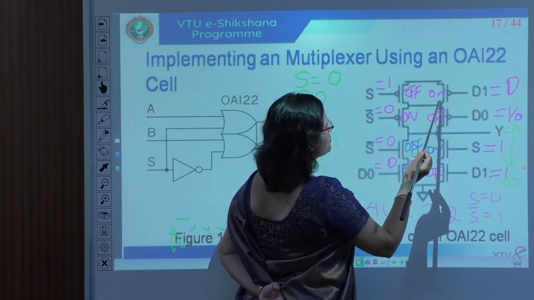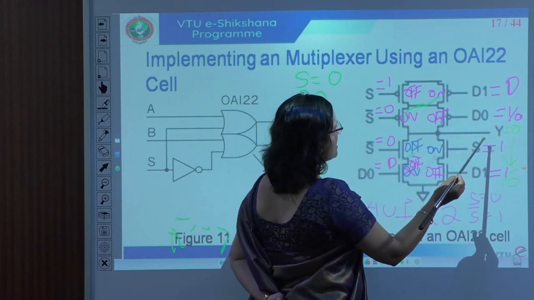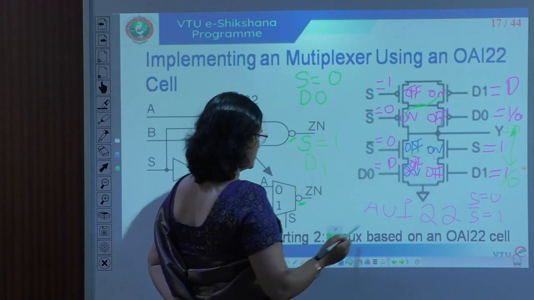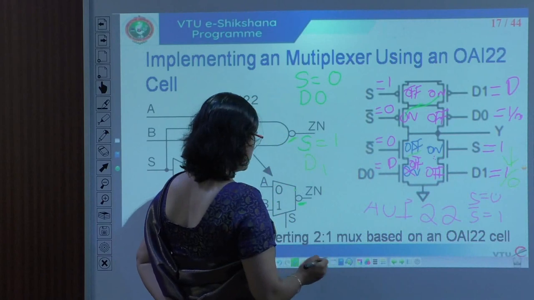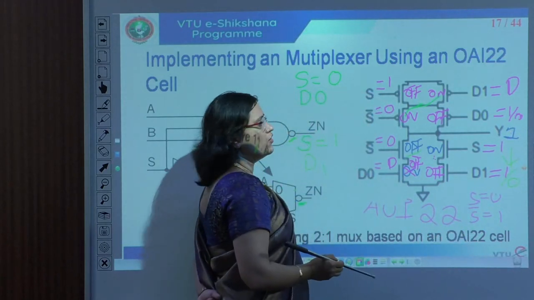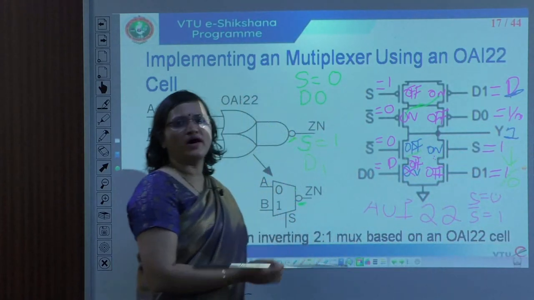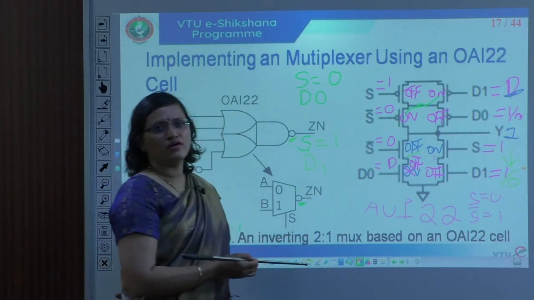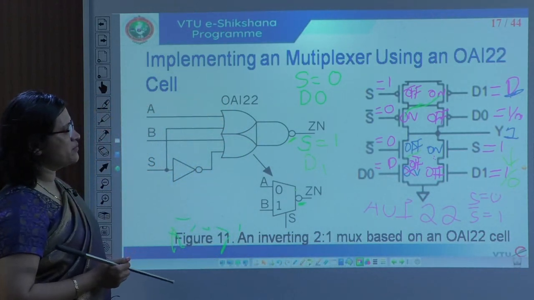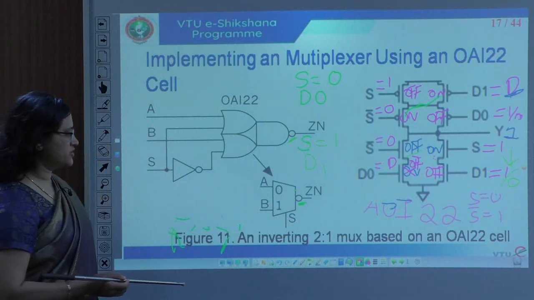Whereas in this case, we made D1 equal to 0. So this transistor and this transistor, there is a series path. So your output is pulled up to the supply voltage, and you get the output Y as 1. What is the input we have given? 0. We have given D1 as 0, and we get the output Y as 1. So the inverted version of the output we are getting here. So this is how we can realize a 2:1 multiplexer using AOI or OAI logic.